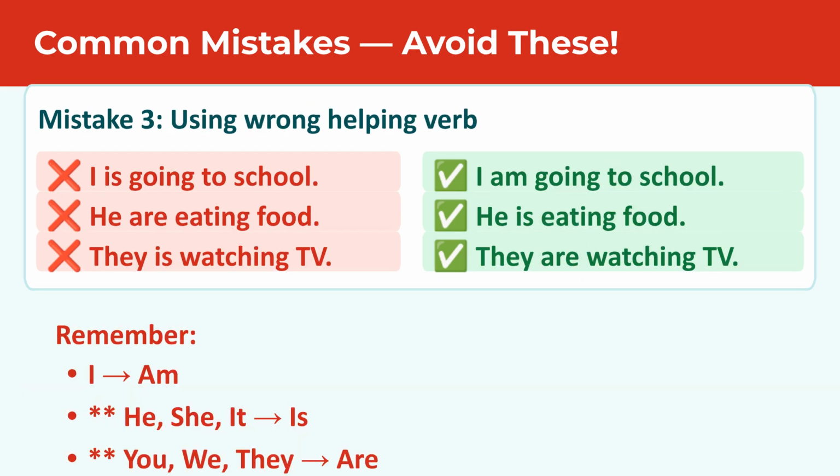Mistake 3. Using wrong helping verb. Wrong. I is going to school. Correct. I am going to school. Wrong. He are eating food. Correct. He is eating food. Wrong. They is watching TV. Correct. They are watching TV. Remember, I, arrow, am. He, she, it, arrow, is. You, we, they, arrow, are.